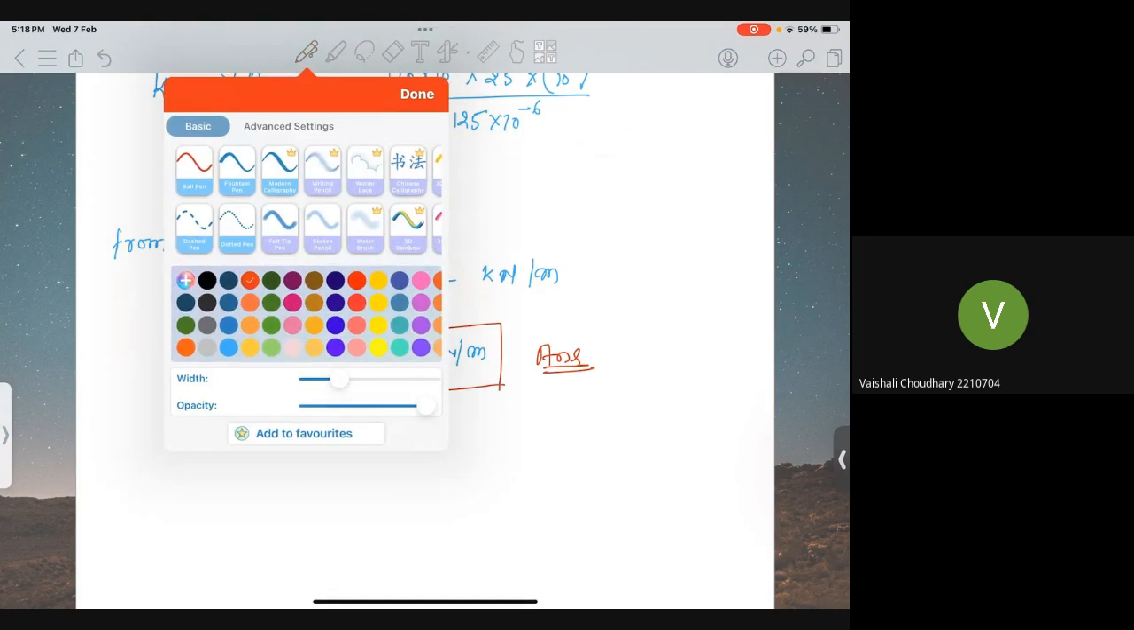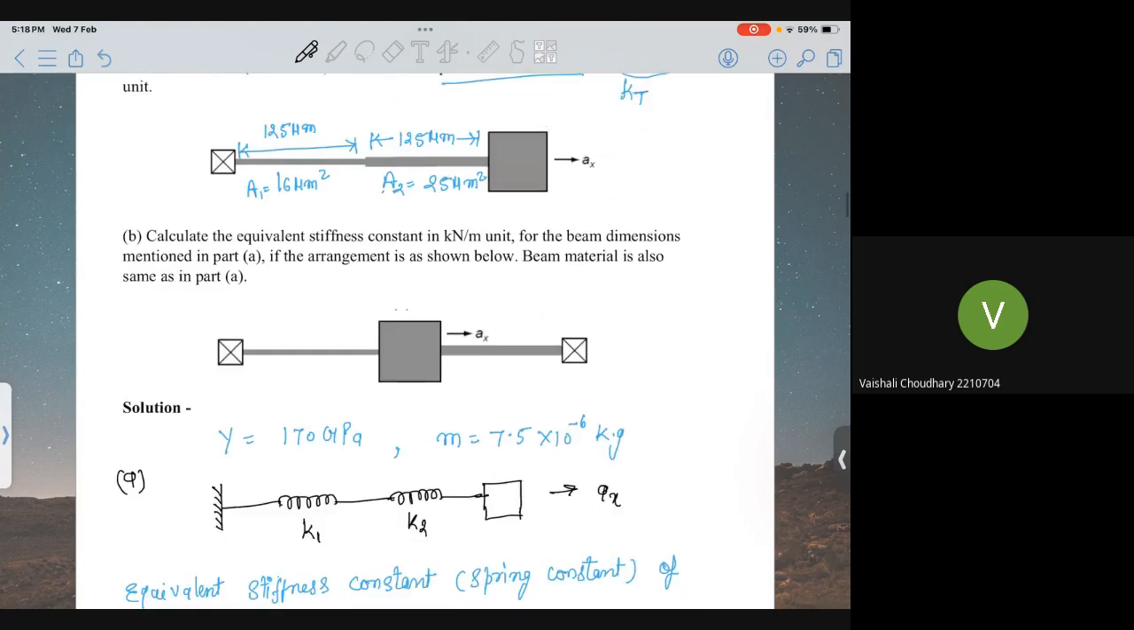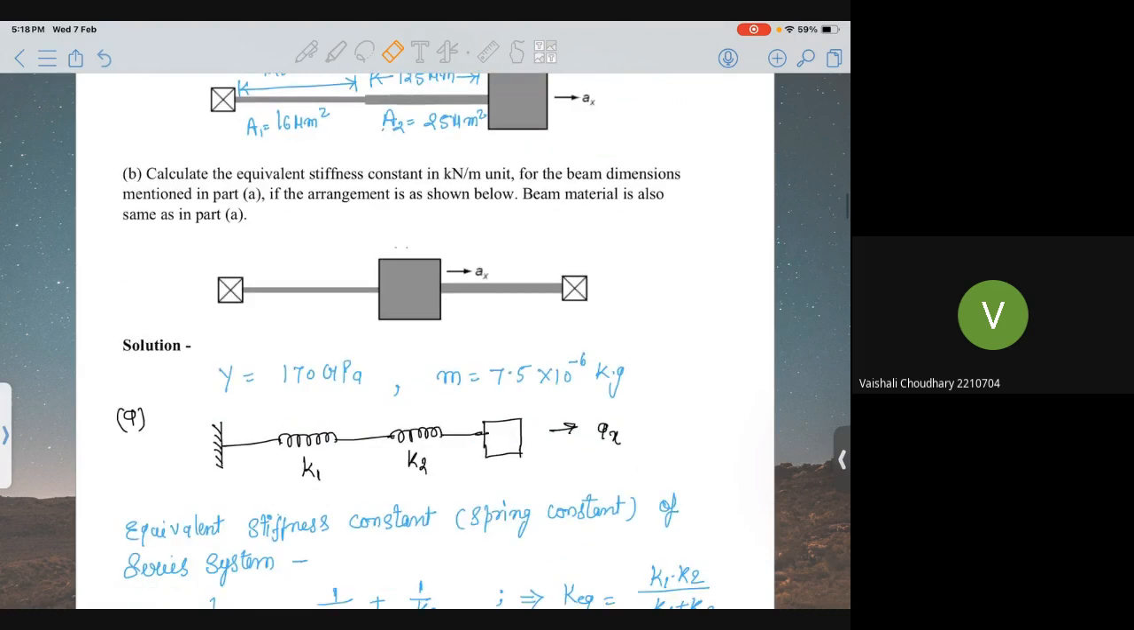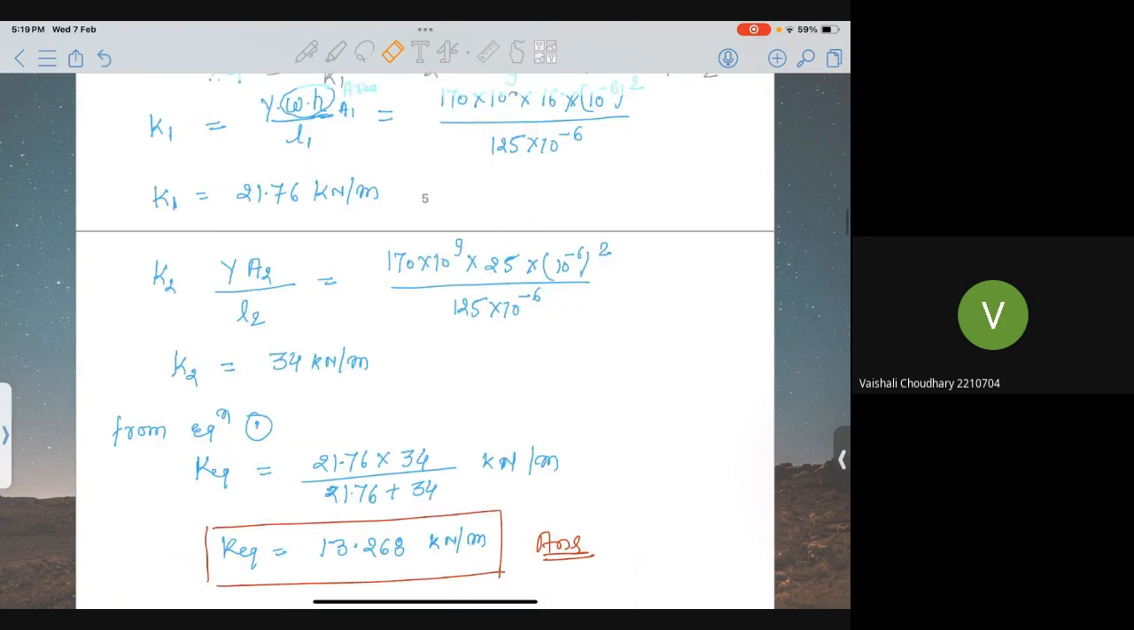Now we'll move on to the second part. In the second part, calculate the equivalent stiffness constant in kilonewton per meter unit for the beam dimension mentioned in part A. So the dimension of the beam is the same as for the previous part, and the beam material is also the same. It means in the second part, only the arrangement is changed. The rest of the specifications are the same.